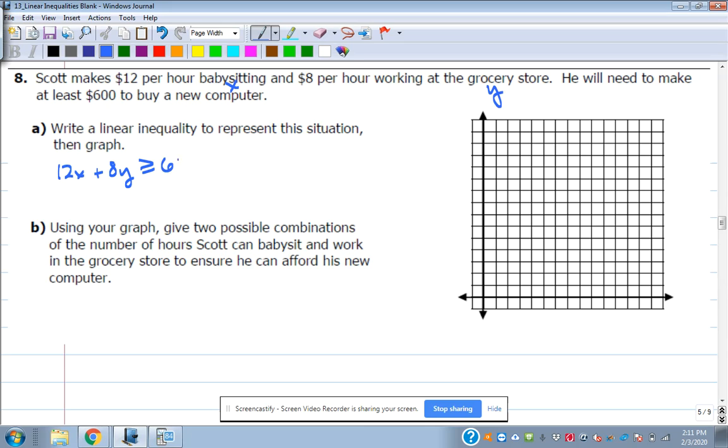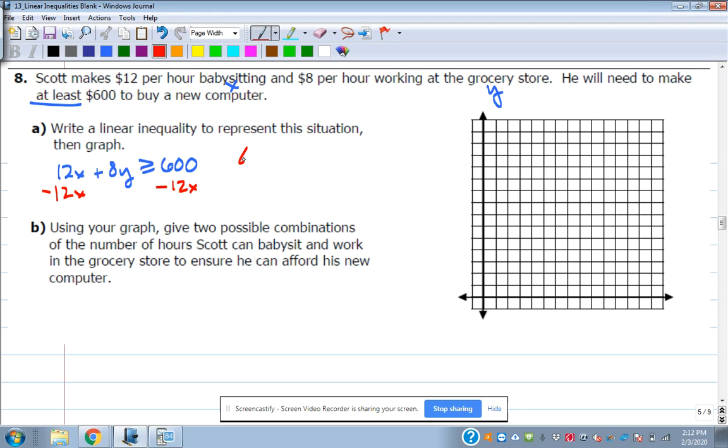Why did you choose greater than or equal to? That's correct. At least, yeah, we've seen that already. So the least amount of money we need is 600. If we get more than that, then we can buy a better computer, maybe. So we get that, and we want to graph that. So we're going to get it in slope-intercept form.